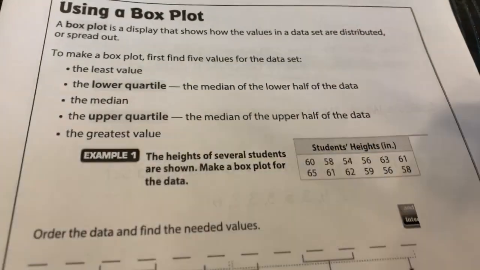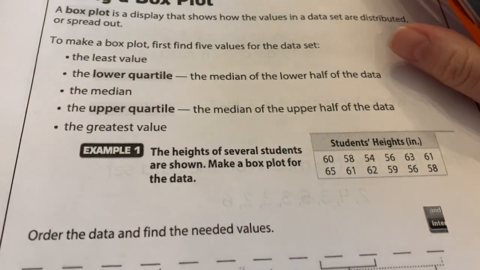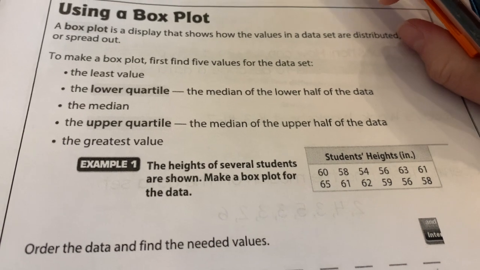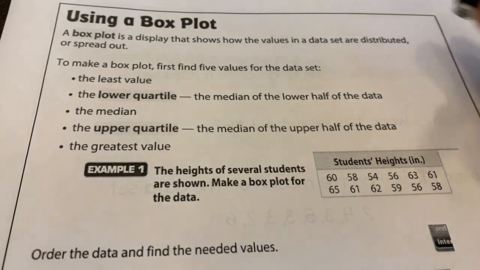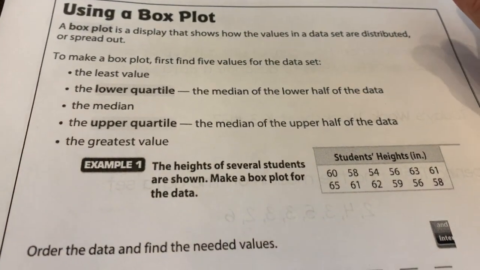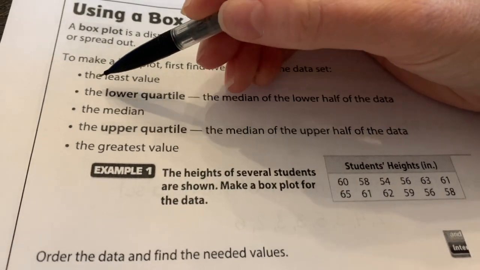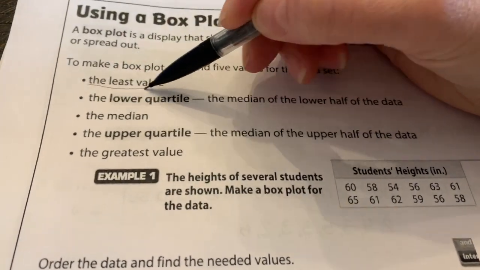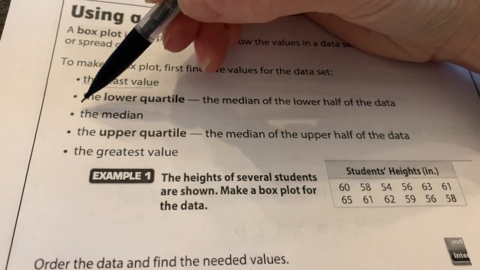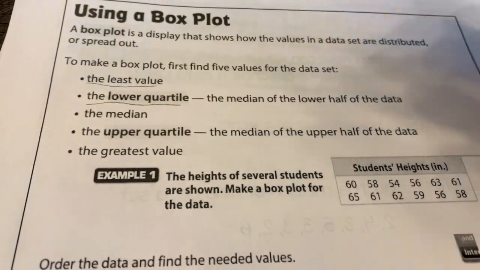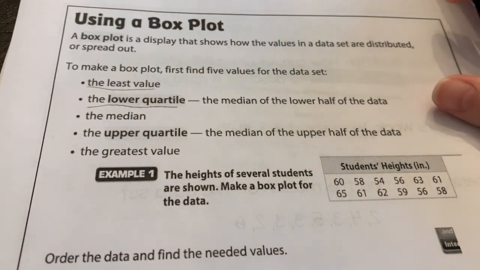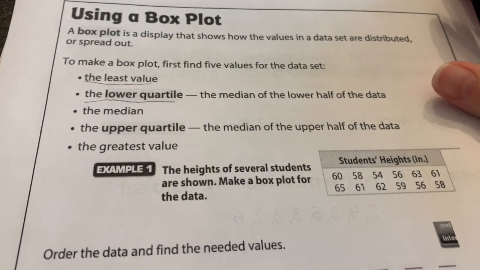So the first thing that you do in order to make a box plot is you have to find a few values. There's 5 of them that you need to know. The first one you need to know is the smallest value or the least value. Then you need to know the lower quartile. The lower quartile is the median of the lower half of your data.